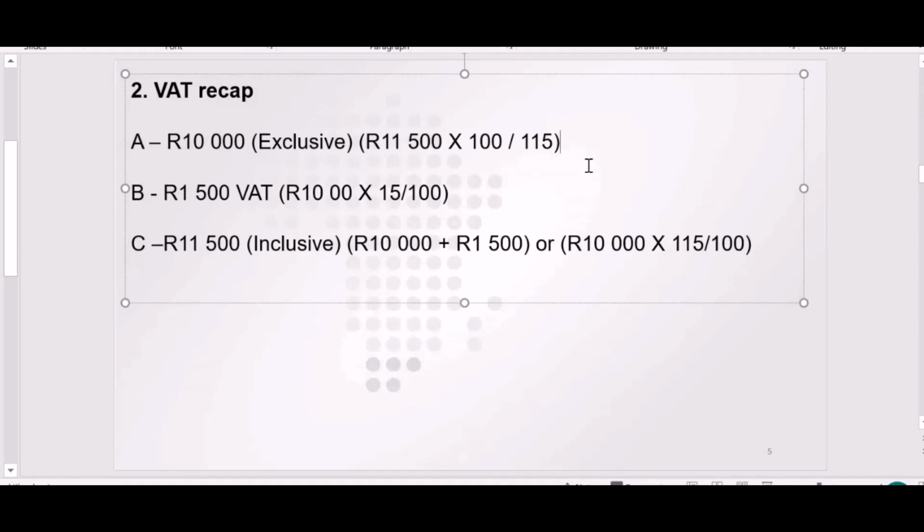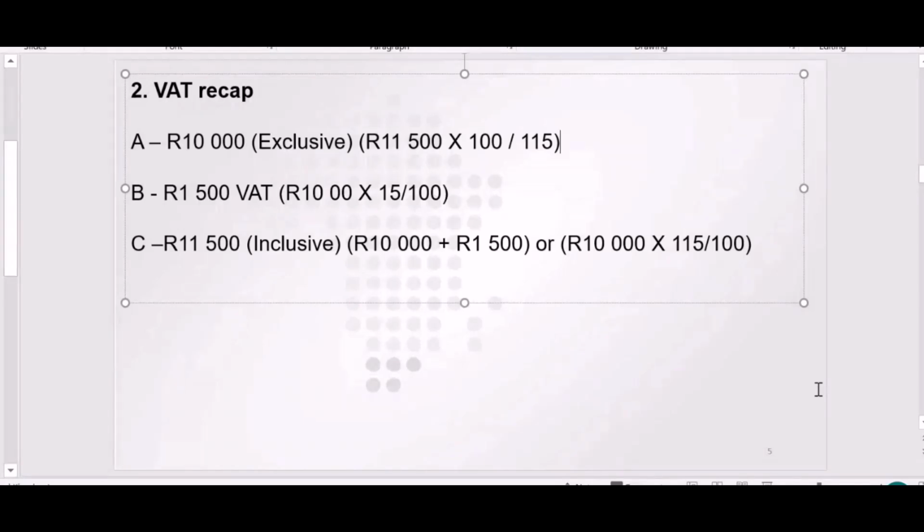Okay. Is there anyone who would calculate it differently than what Mbali is telling us? If you are given C, which is a VAT inclusive amount, and you are required to calculate A and B, which is the amount excluding VAT and the VAT amount, how will you go about calculating them?